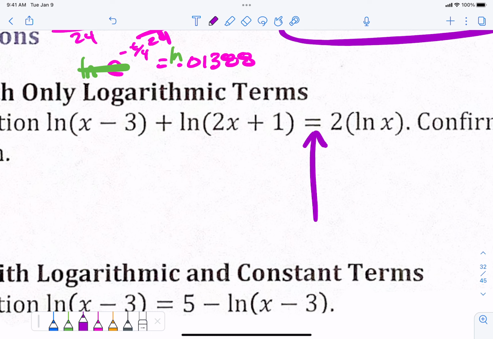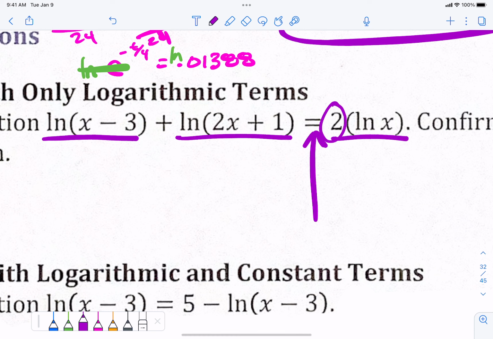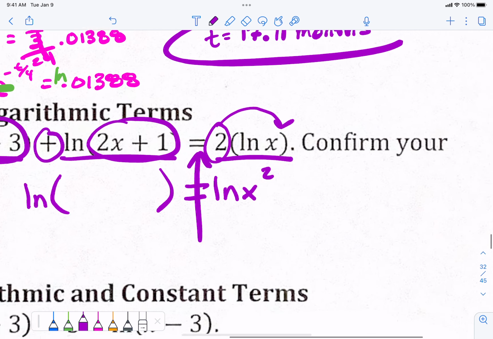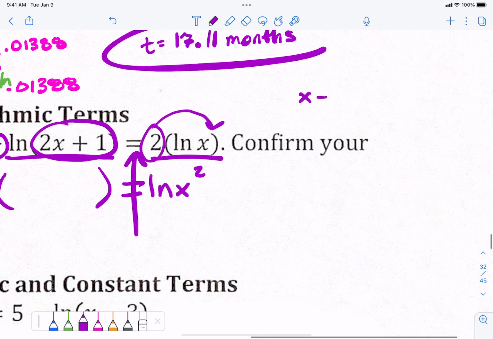There's my equal sign, and I have 3 pieces. I have an ln here and an ln here and an ln here. This 2 can go to the back, so this is ln of x squared equals. I want to put these 2 ln's together, and in between them is a plus sign. So multiply. We're going to multiply this and this and go ahead and FOIL. So ln of, let's FOIL that out: x minus 3 times 2x plus 1.